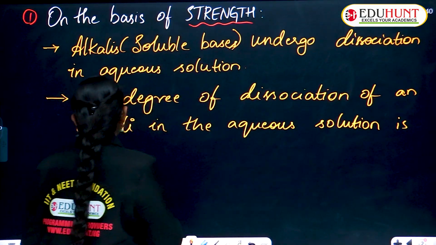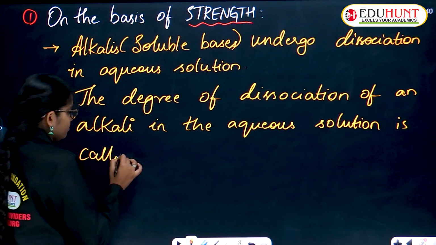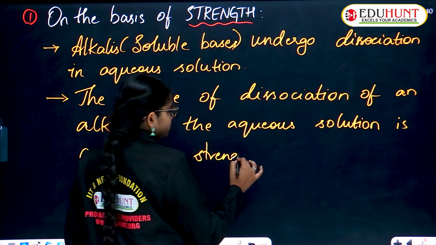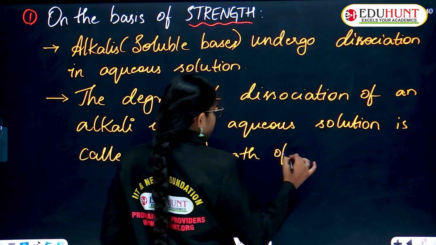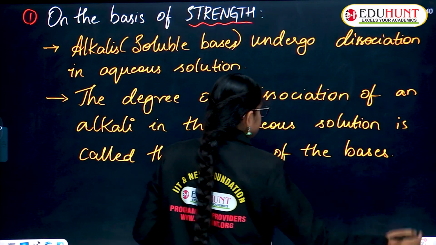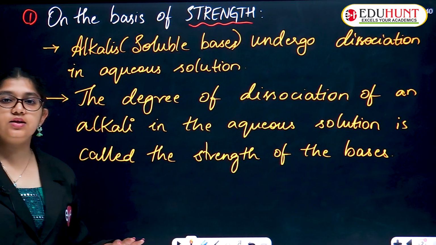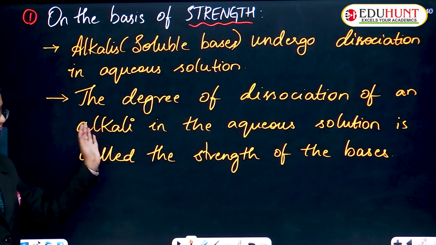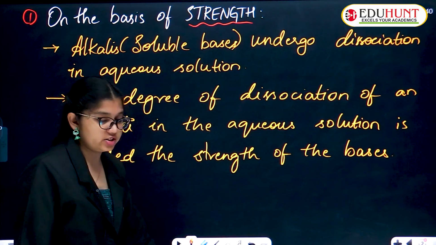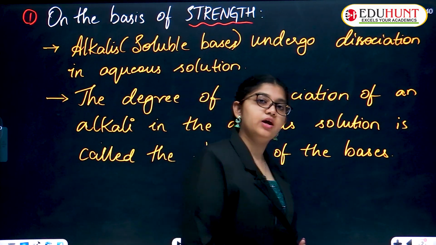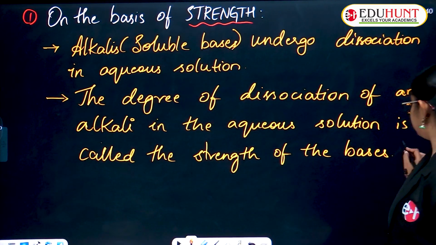is called the strength of the bases. So the degree of dissociation of an alkali in the aqueous solution is called its strength of the particular base, we can say, or the alkali base or the alkali.